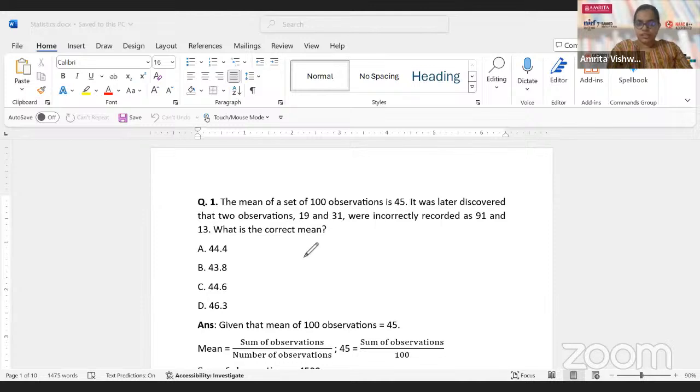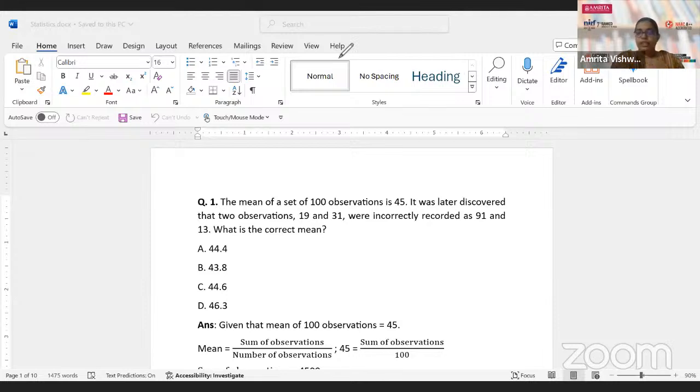Our first question is, the mean of a set of 100 observations is 45. Please take your notebook and pen. We can start solving our questions. It was later discovered that two observations, 19 and 31, were incorrectly recorded as 91 and 13. So you need to find the correct mean. A very familiar type of question that comes in the examination.